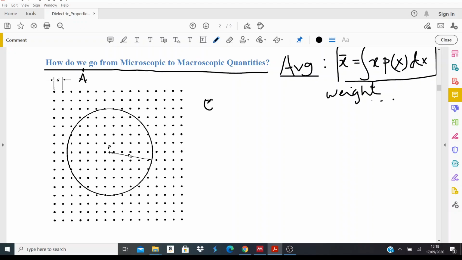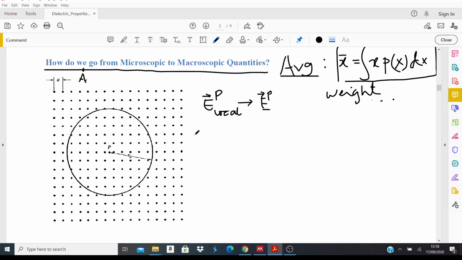So let me write down the quantity first. We want to know what is the electric field at some point P, but the local field. So we know that we have some value of this local field. The question is, then, what will be the macroscopic electric field at this point P? So we need to understand how we do this averaging.